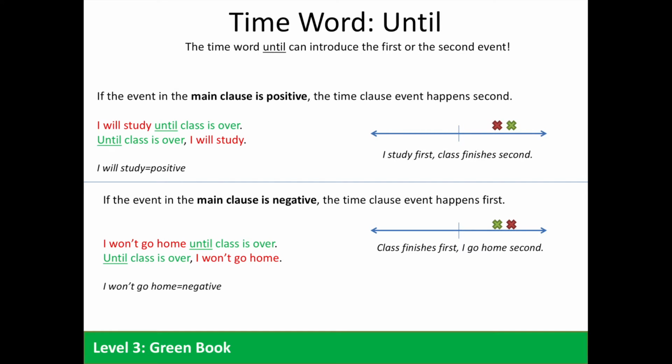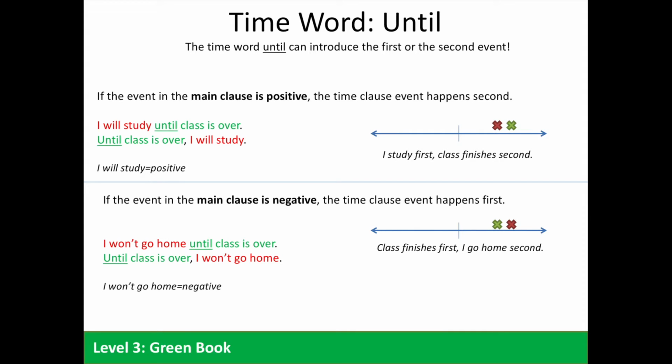The time word until can introduce the first or the second event, so we'll have to remember some specifics. If the event in the main clause is positive, the time clause event happens second. For example, I will study until class is over, or until class is over, I will study. Again, here, I will study is positive. So I study first, class finishes second.